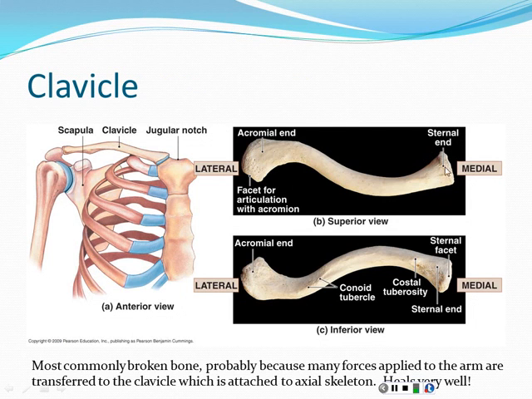It has a sternal end. That's this side where it attaches to the sternum. It has this kind of S shape, and then it attaches to what's called the acromion process of the scapula here at the back. So it has an acromial end as well.